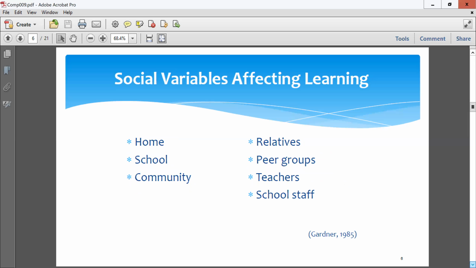Social variables affecting learning can also include their home, school, community, relatives, their peer groups, teachers, and all the school staff. So you may have students, especially older students, that have a job outside school, and maybe they use English in that job. Or you may have students that don't have exposure to the language at all. So these are some social variables that affect language development, but also can affect learning, the attitude of relatives and their peer groups towards education and so forth.